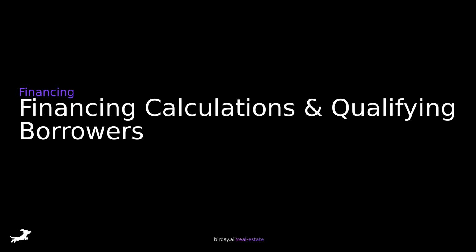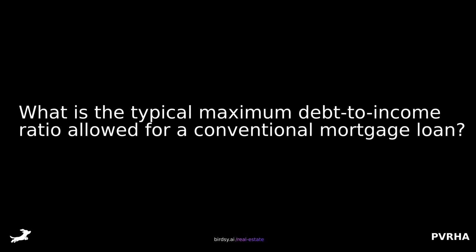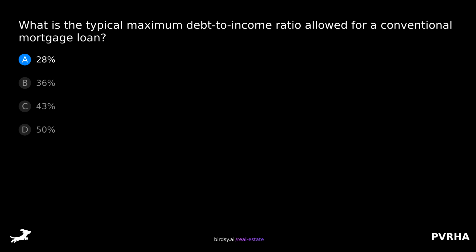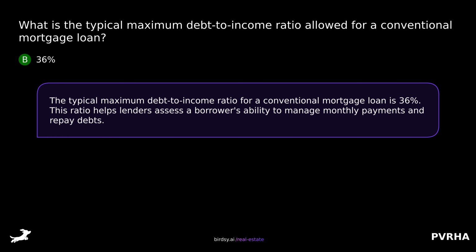Financing calculations and qualifying borrowers. What is the typical maximum debt-to-income ratio allowed for a conventional mortgage loan? Is it A, 28%, B, 36%, C, 43%, or D, 50%? The answer is B, 36%. The typical maximum debt-to-income ratio for a conventional mortgage loan is 36%. This ratio helps lenders assess a borrower's ability to manage monthly payments and repay debts.